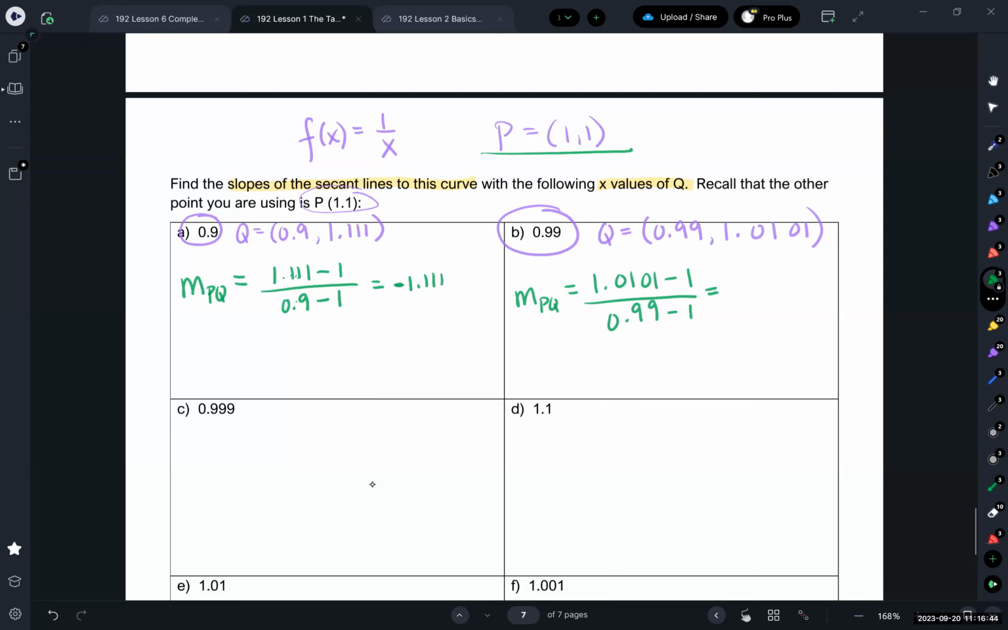Okay, so if I'm going to plug those in, I get negative 1.01.